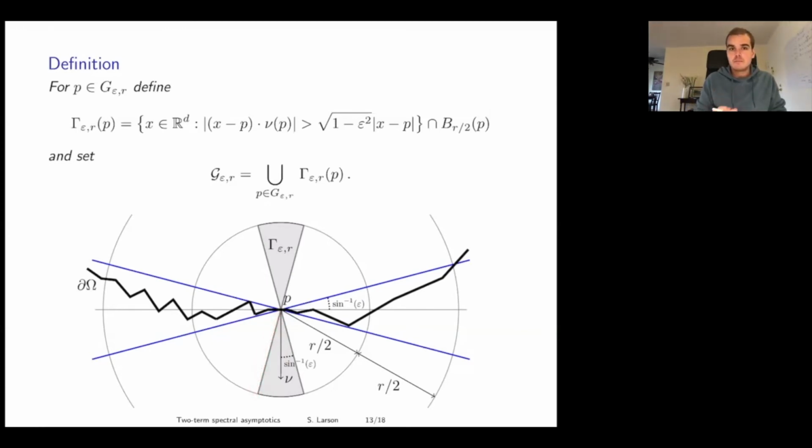And by taking the union over all the epsilon R good points in the boundary, we get something that is essentially an R over 2 neighborhood of the boundary. And this will be the good set that we work with. Note that if we, for instance, have a large corner, think of a square, then there will be some neighborhood of that corner that is not epsilon R good in this sense, but that will shrink very quickly with respect to all of these parameters. It is sort of a lower codimension set than the boundary. So that will actually not affect us much.